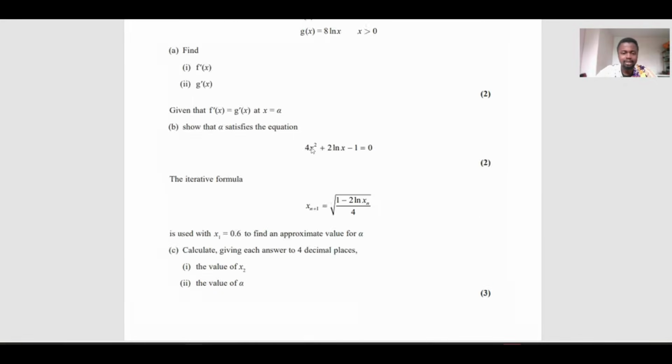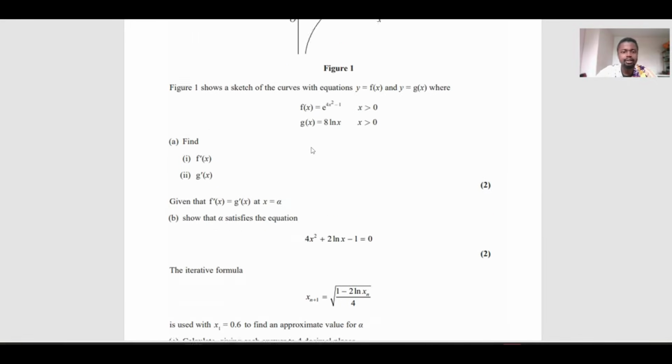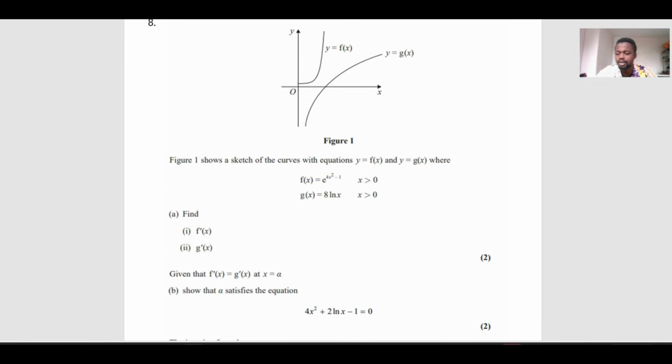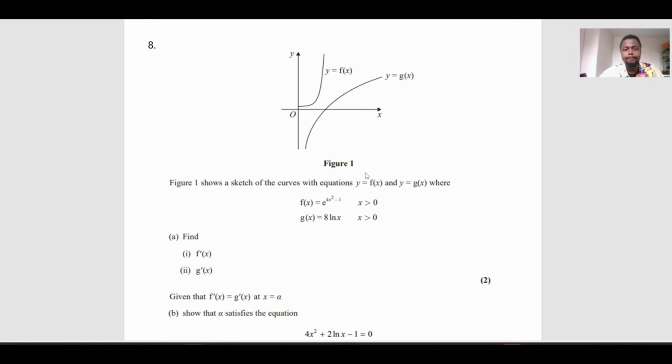Number 8. All right. I think after number 8, maybe I'll just take a break and then use that time to quickly charge my laptop. I'm on 36% right now.